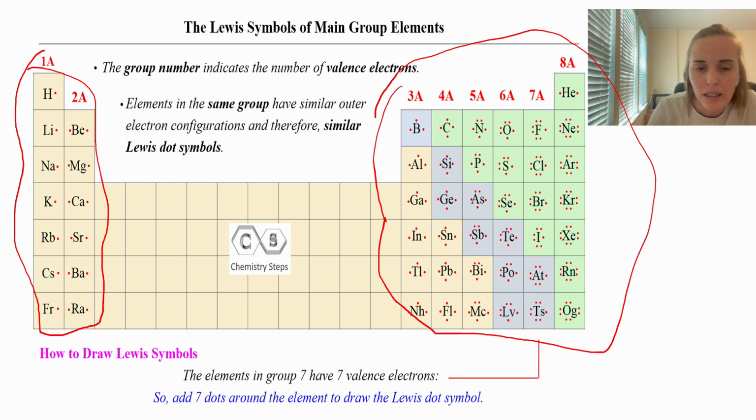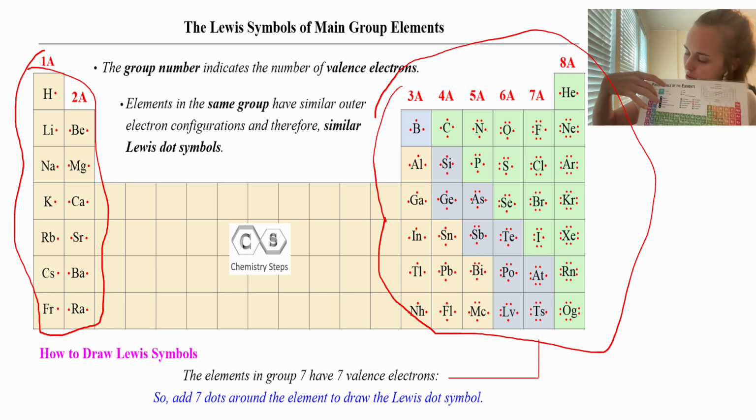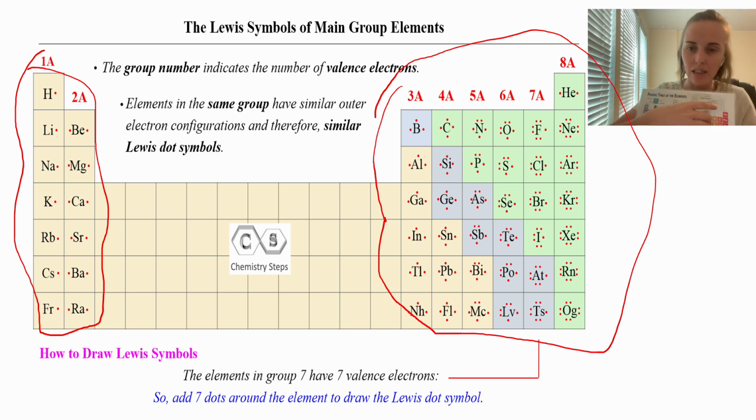So for this periodic table, it doesn't actually have 1, 2, 3, 4, 5, 6, 7, 8 A on the top. It just goes 1, 2, then 3, 4, 5, 6, 7, and goes all the way to 18. But what you can think about is just 1 and 2, and then this says 13, 14, 15, 16, 17, 18, just minus 10. So it's like 1, 2, and then 3, 4, 5, 6, 7, 8, meaning those are the number of valence electrons you can have.